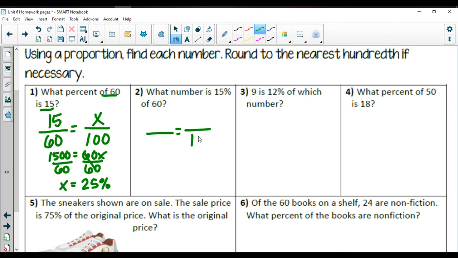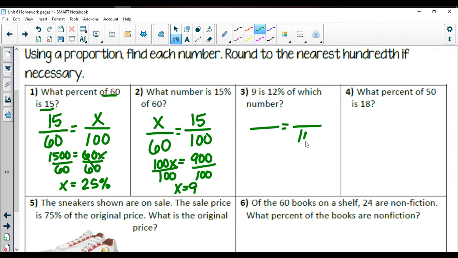Again, my proportion setup. What number is, so what is 15%? 15 will go in the percent spot, of 60. So in the of spot, put a 60. So here we have 100x equals 60 times 15, which will give us 900. Dividing through by 100 then, we get that x equals 9. So 9 is 15% of 60.